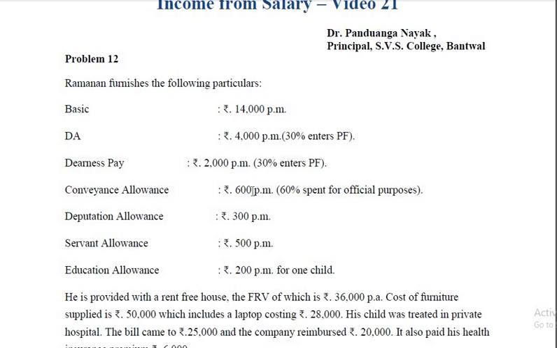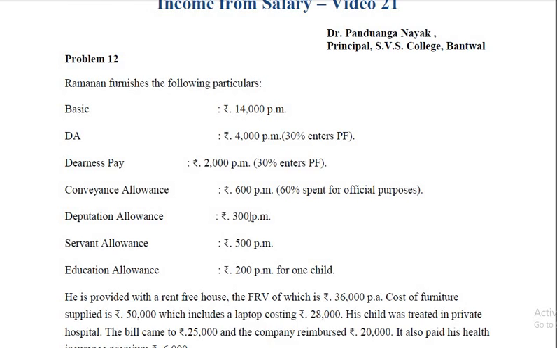Conveyance allowance 600 per month, 60% spent for official purpose. So what is spent for official purpose, that is exempt. Remaining amount, that is 40%, should be taken as taxable conveyance allowance. If 100% is spent, nothing is taxable.